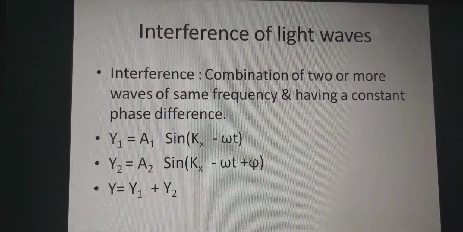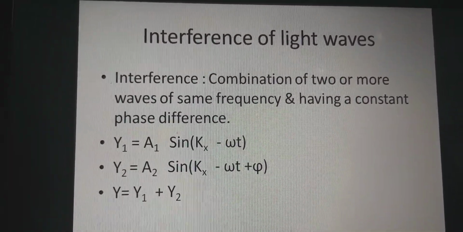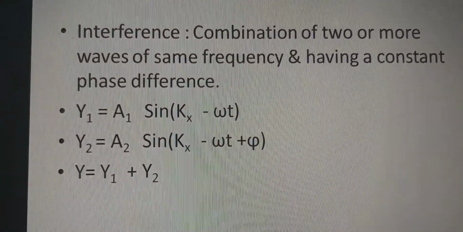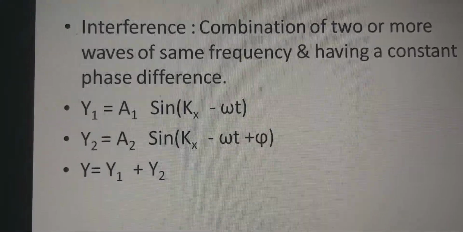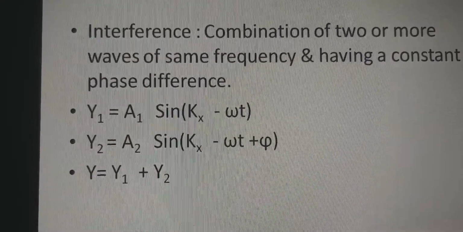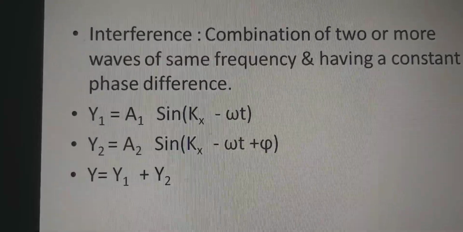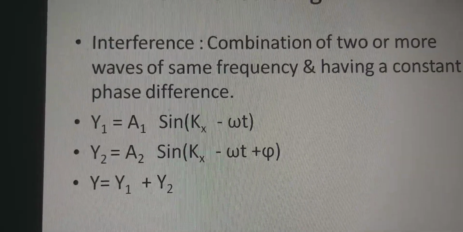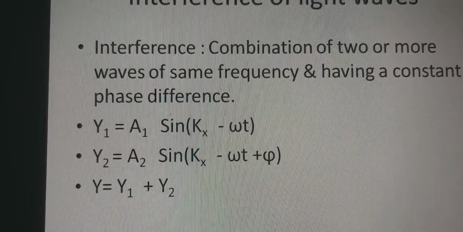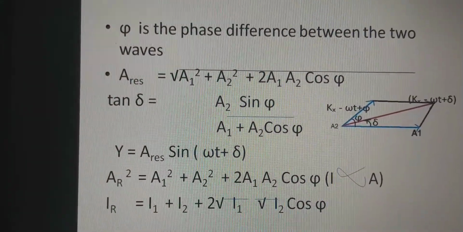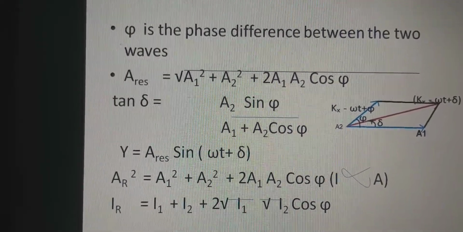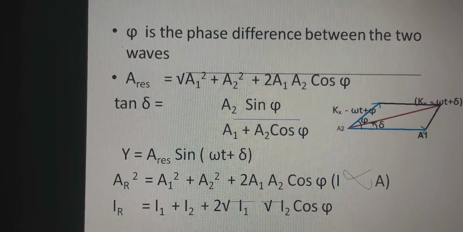Now let's see interference of light waves. Interference means combination of two or more waves of the same frequency and having a constant phase difference. Like y1 equal to a1 sin(kx minus omega t), y2 equal to a2 sin(kx minus omega t plus phi). Phi is the phase difference. And the resultant y is equal to y1 plus y2. As I already mentioned, phi is the phase difference between the two waves. The resultant amplitude A is equal to root over a1 square plus a2 square plus 2 a1 a2 cos phi.